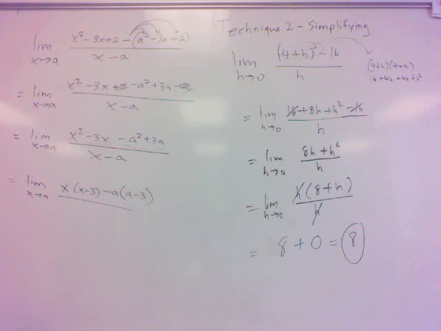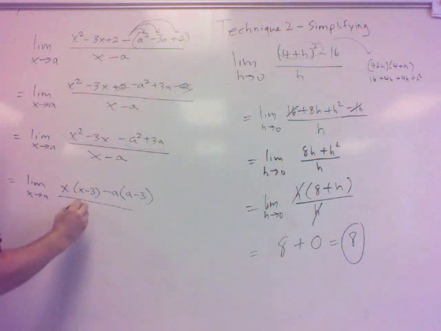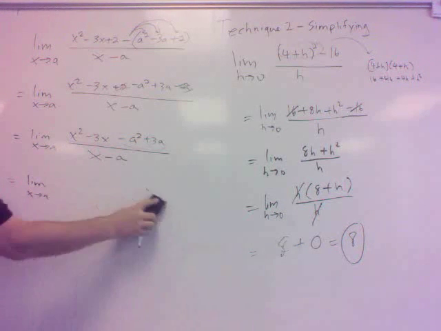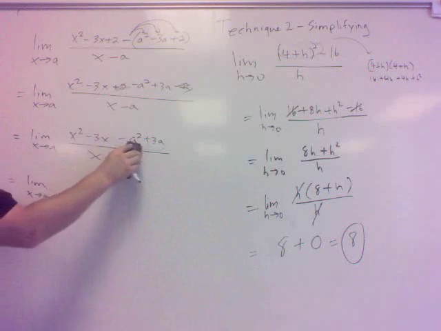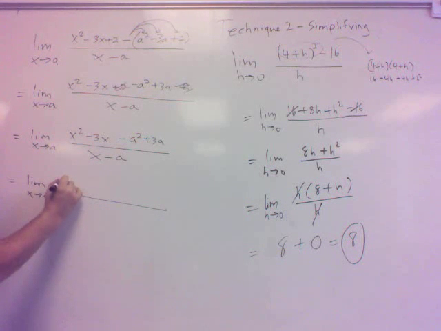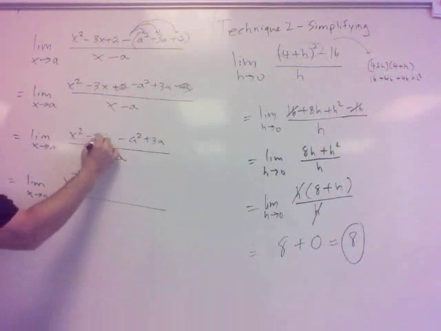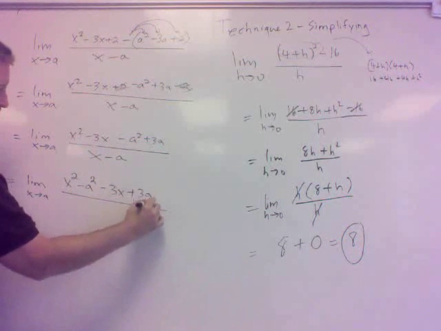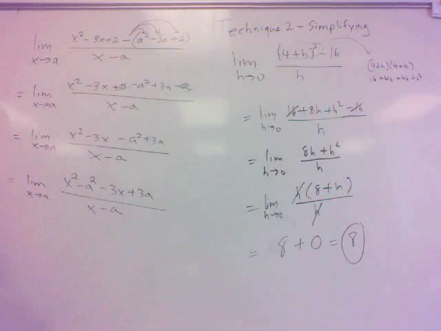Which is not what I needed. Okay, let's see. Maybe I need to, no? Oh, I see. Okay, here's what I have to do. Let's regroup here. Regroup a little bit. Is this really the easiest way? x squared minus a squared, and then minus 3x plus 3a. Just regroup it there. Is that the easiest way?